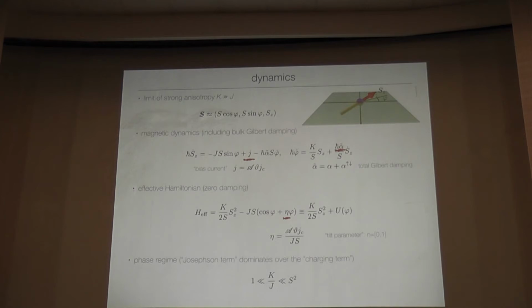And if we want to go into the so-called phase regime, where phase is a well-defined quantum variable, then we want this so-called Josephson term to dominate over the charging term. That means we want to be in this regime if we want the phase to be the well-defined quantum variable. So we assume that K over J, because we're in this limit of strong anisotropy, is much greater than 1. But to be in the phase regime, we want K over J to still be much less than the total magnitude of the spin inside the ferromagnet squared. So we want to be in this sweet spot so that we can operate our quantum device within the phase regime.